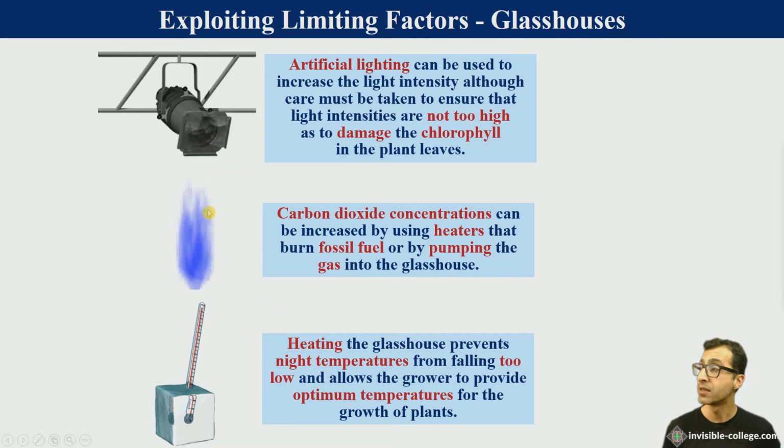So we see here that the three limiting factors, or knowledge of those limiting factors, can be exploited by commercial growers in order to produce the optimum rates of growth and commercial yields of fruits, flowers, vegetables, and so on.